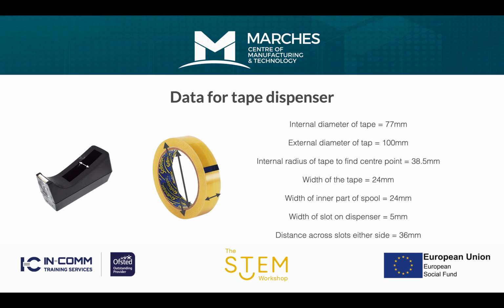So we've measured the internal diameter of the tape, and you'll notice it's 77 millimeters. It's not 8 centimeters, we're working in millimeters. Had we rounded it up and worked in 8 centimeters, that error would have meant that the product wouldn't have fit. So we've measured the internal diameter, the external diameter, the internal radius of the tape to find the center point. So we've taken the diameter and divided it by 2.